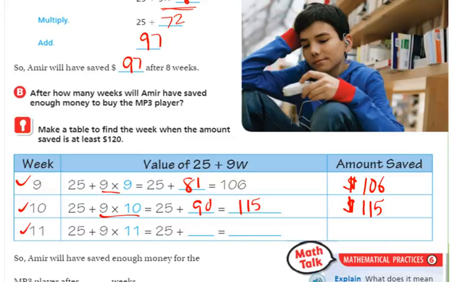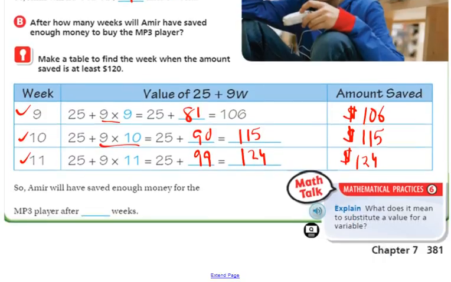Week 11, well, 25 plus 9 times 11 is $25 plus $99, which gives us a grand total of $124, which is a total money saved of $124. So Amir will have saved enough money for the MP3 player after 11 weeks. And you'd have a little extra, $4 extra. Maybe there'd be some tax or something along those lines. All right, so let's go ahead and move on here.